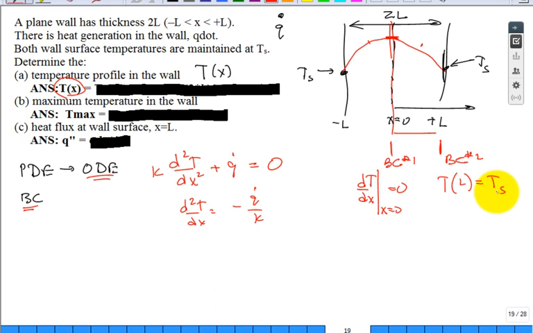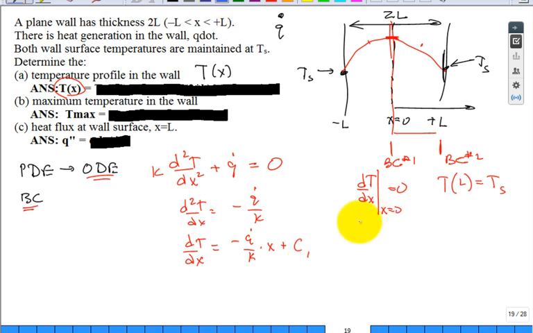Okay? Now, once that's done, it's just EA2, that's all. I mean, just EA1, actually. EA1. There's not even EA2. So you go to the first derivative of temperature with respect to X. What did I do? I separated and integrated. dT/dx is equal to minus Q dot divided by K times X plus a constant of integration.